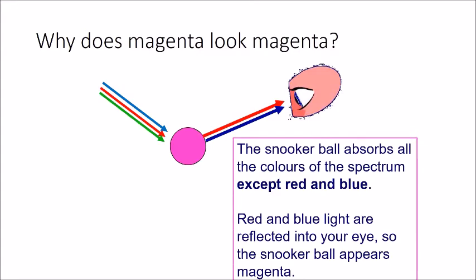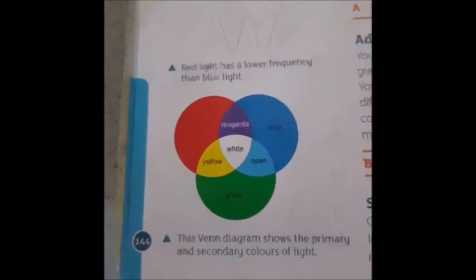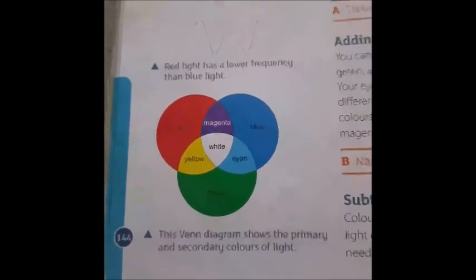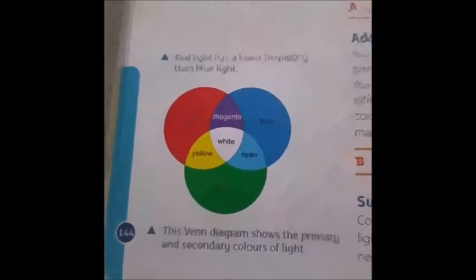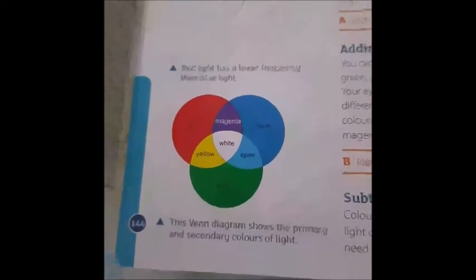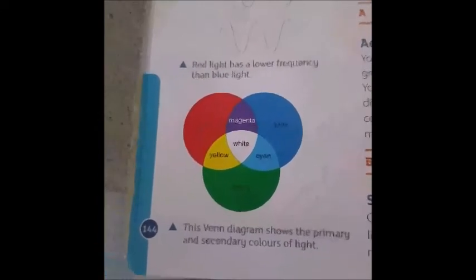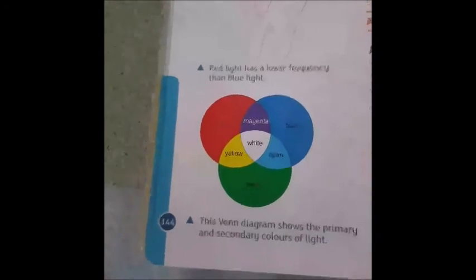Why does magenta look magenta? Because if you remember from our color wheel earlier on, it is reflecting red and blue. So red and blue together make the color magenta. And it is absorbing the green. So this Venn diagram shows how the primary colors, if you add 2 primary colors together, they form a secondary color, and if you add the 3 primary colors together, they form white light.